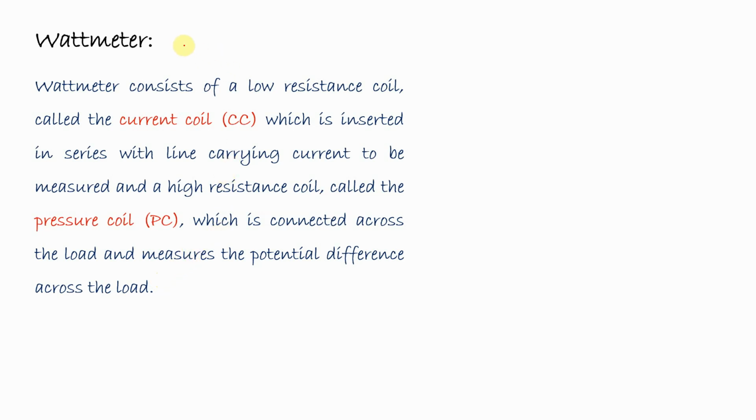Basically, we know that the active power in a single phase AC circuit is represented by P equals VI cos phi, where V is the supply voltage or the voltage across the load, and I cos phi is the active component of the circuit current. So here the current coil is used to measure the active component of the circuit current, which is I cos phi, and the pressure coil is used to measure the voltage across the load, that is V.